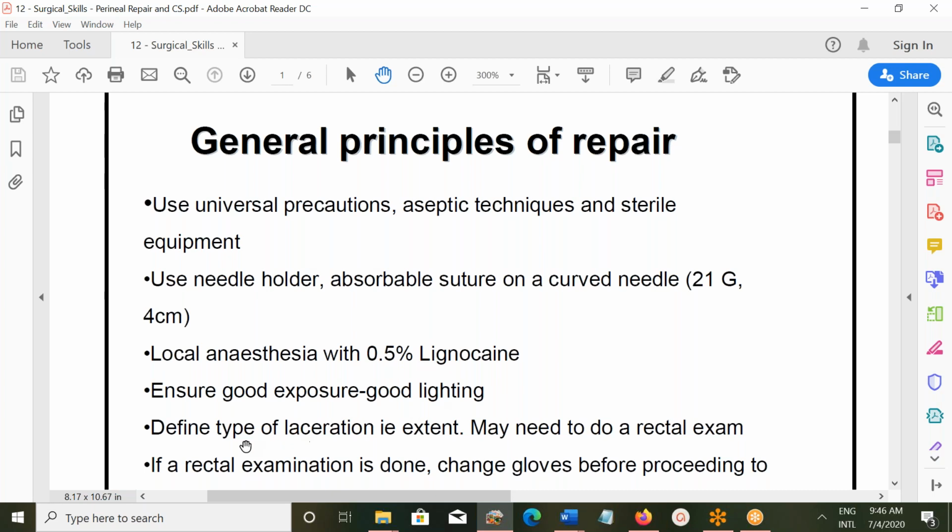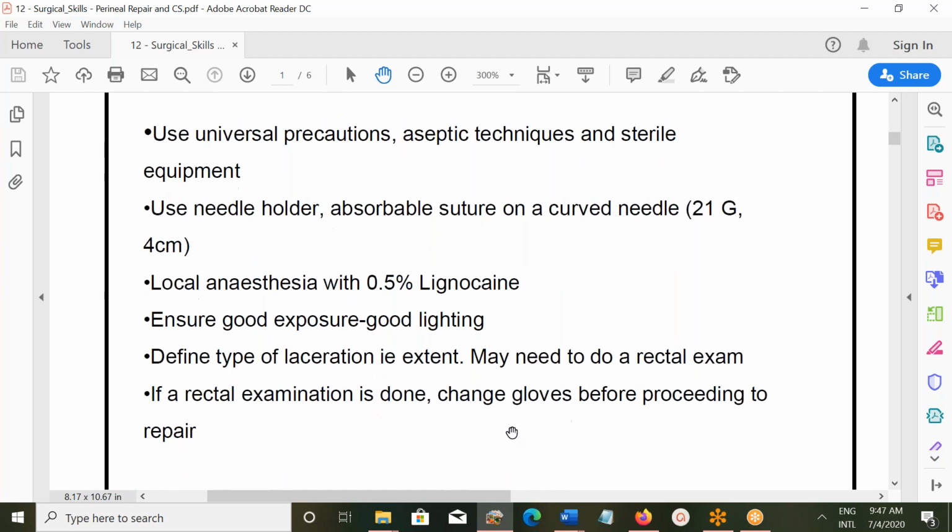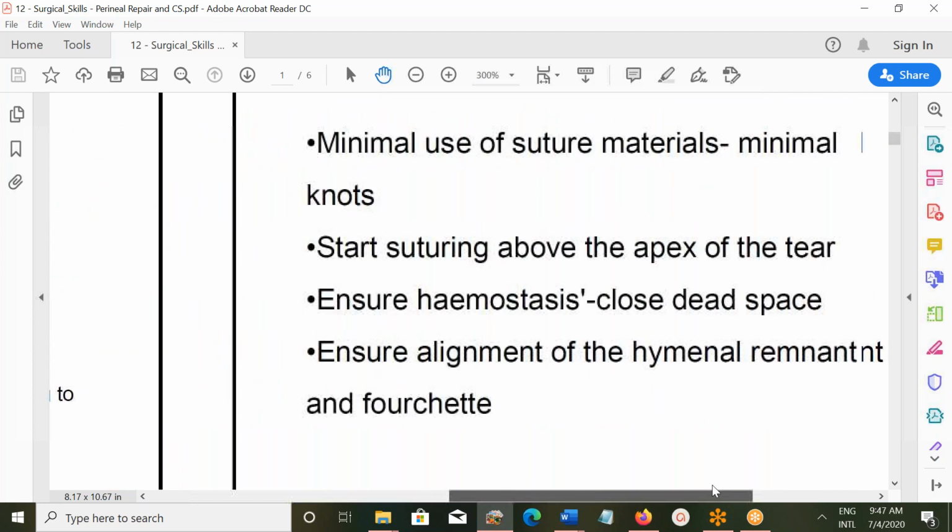What lighting should be there? Define the type of the laceration and its extent, and you may need to do the rectal examination. And once you have done that, it is a matter of common sense that you should remove your gloves and wear another glove.